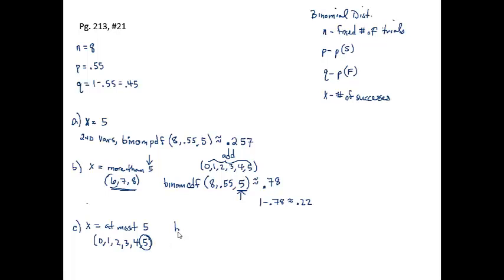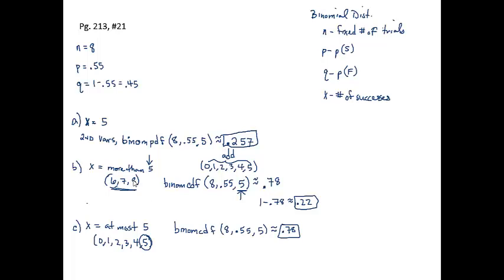Okay, so I'm going to do the same thing. So now I have my binomCDF, and it's going to be 8, 0.55, 5 once again, and that's approximately 0.78. And I leave my answer alone. I do not subtract it from 1 because I gave it exactly what it asked for.